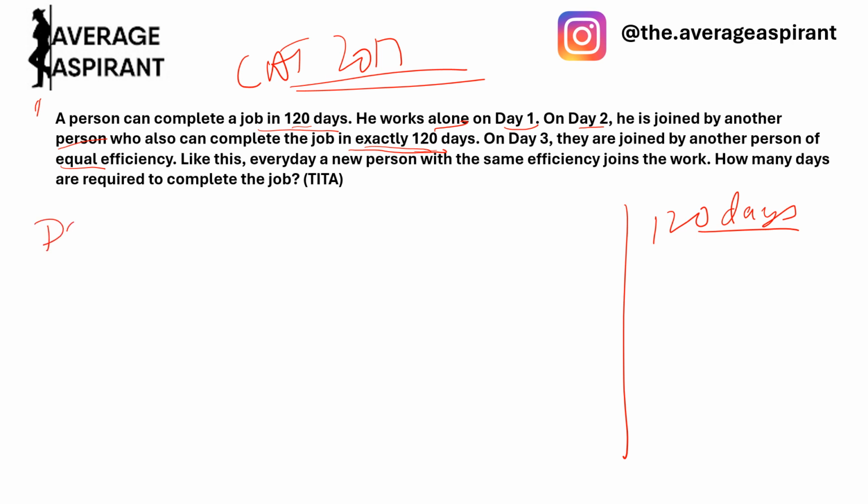Okay, so what does it mean? Day 1 there was one person. Day 2 there were two people. Day 3 there were three people. Now let's solve this by taking units.